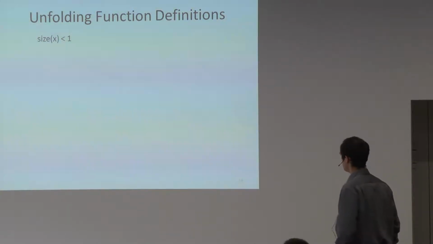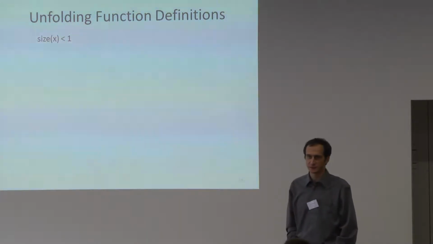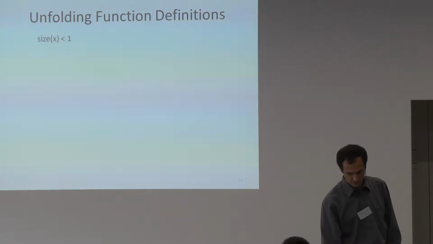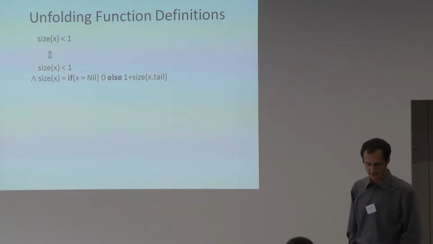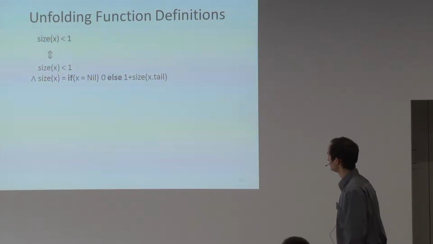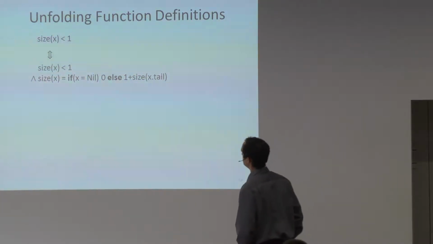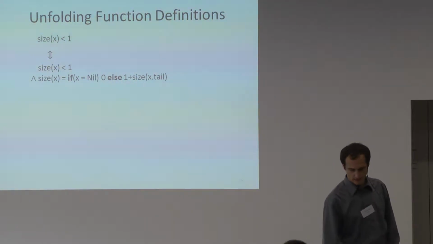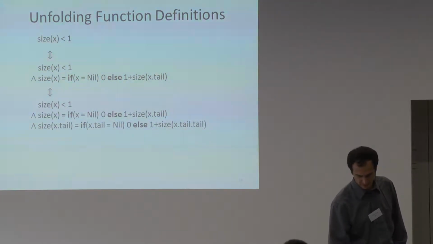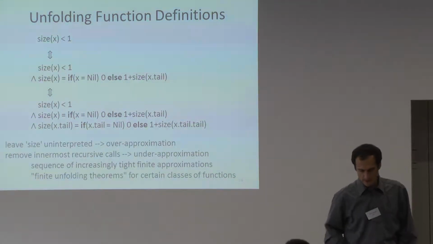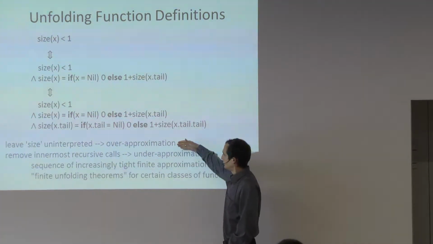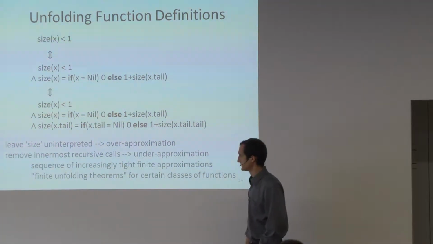The idea is very simple. If you have recursive functions, one of the main things that you do is unfold them. So let's say we want to prove something about the size function, that size is less than 1, as an example formula. Then you would initially just treat it as uninterpreted. Then you would add 1 level of definition and 2 levels of definition and so on. And you essentially repeat that and make it do both over and under approximation of the constraint.